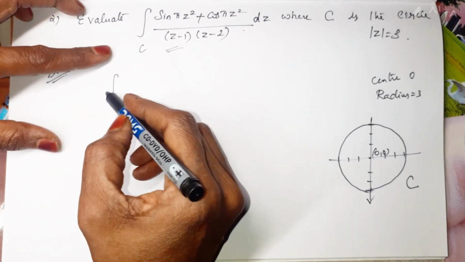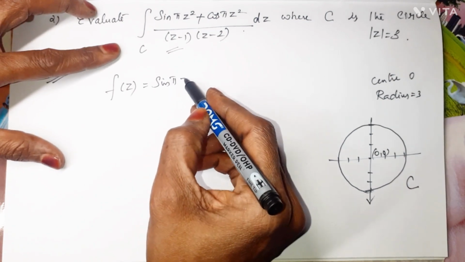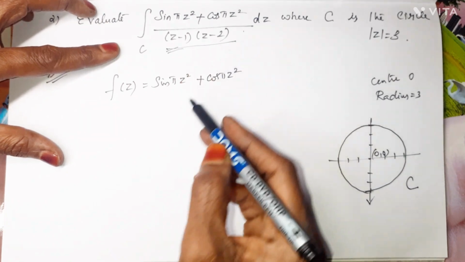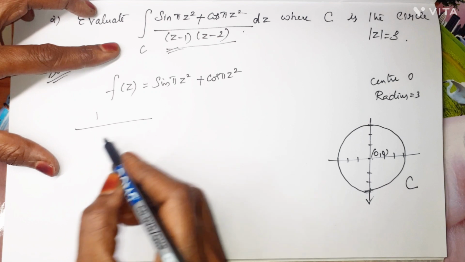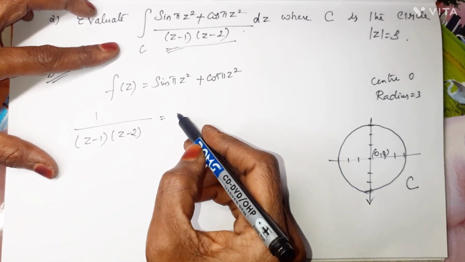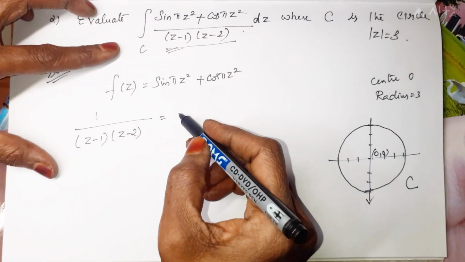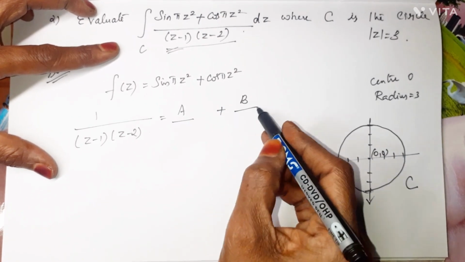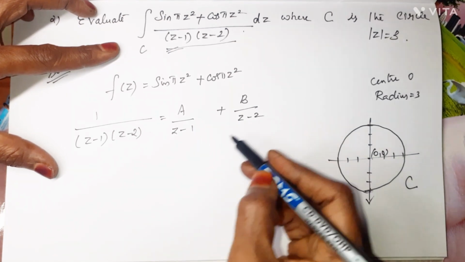For that, first you have to write what is f of z. f of z is equal to sin πz² plus cos πz². But in the denominator we do not have a linear factor, it is a product of two linear factors. First we have to split using partial fractions. Since we already have only factors, no need to factorize it. We have two linear factors, so let me introduce two constants A and B, namely A by z minus 1 and B by z minus 2.